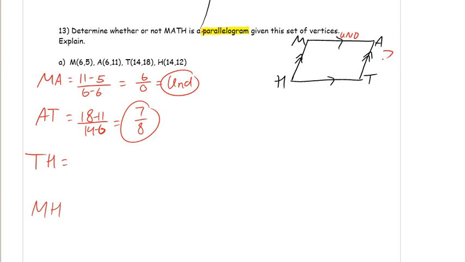So we know this is 7/8. If we get undefined and 7/8 again, we have a parallelogram. If we don't, not a parallelogram. So find the next two, decide what we have here. Make sure you have that done for tomorrow. I will check that. I'll let you guys talk about it at the beginning of class. See ya.